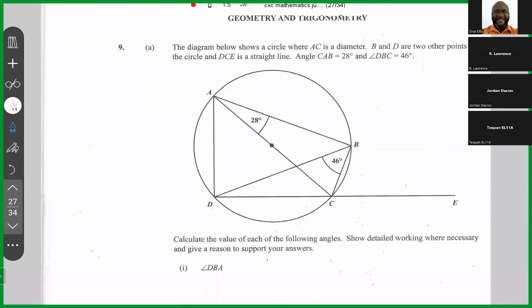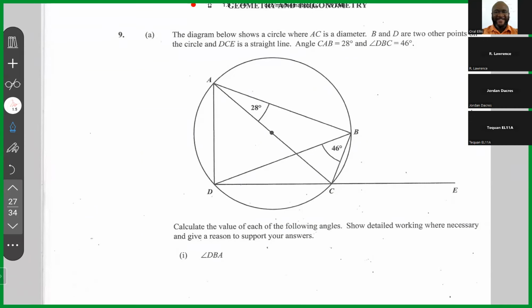All right, question number 9 says, the diagram below shows a circle where AC is a diameter. B and D are two other points on the circle, and DCE is a straight line. Angle CAB is 28 degrees, and angle DBC is equal to 46 degrees. We're asked to calculate the value of each of the following angles, show detailed working where necessary, and give a reason to support your answer.